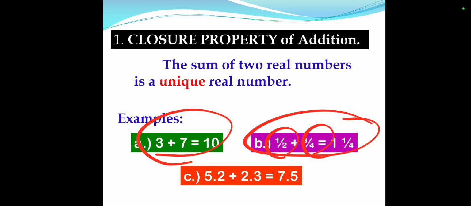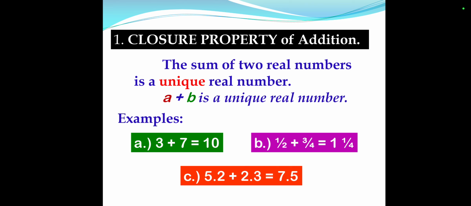Okay? Letter C is an example with decimals. The sum of decimals is still a unique decimal or real number. If it's not a decimal, it's a unique real number, part of the real numbers still. And we know if we add decimal and decimal, sometimes the answer is a whole number, but still a whole number is part of the real numbers. That means A plus B is a unique real number.